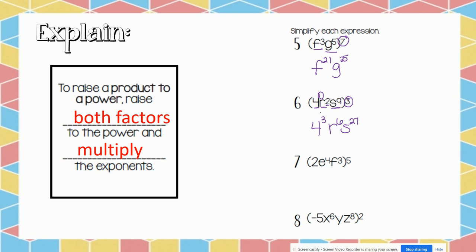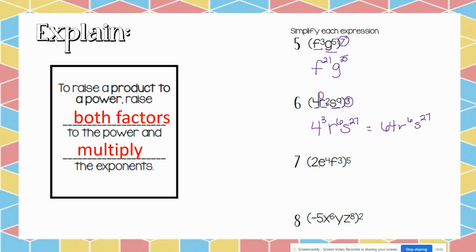Now you can always take 4 to the 3rd power and simplify that by actually finding the value of 4 to the 3rd power. So 4 to the 3rd power does mean 4 times 4 times 4, which would give us 64. So you also could write this as 64 r to the 6th s to the 27th.